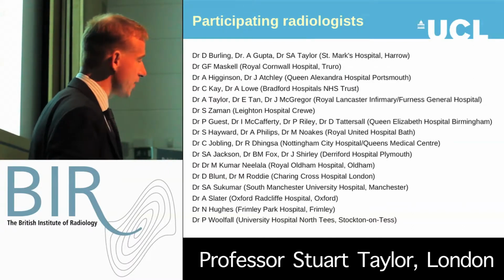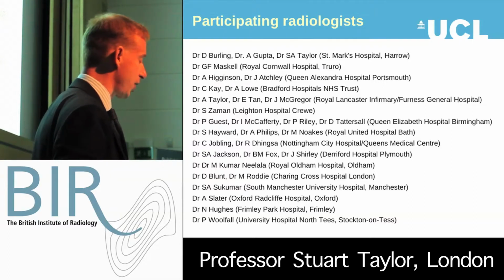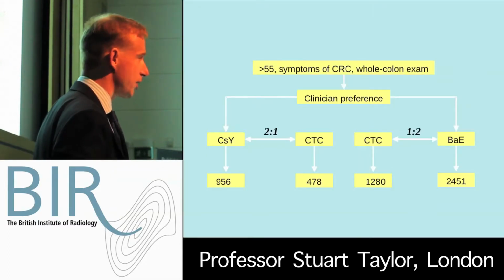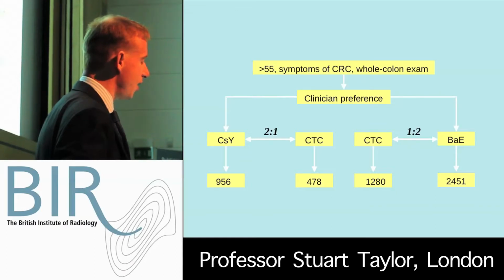What it was: patients with symptoms of possible colorectal cancer went to their gastroenterologist or surgeon in outpatients. They were seen. If the clinician would normally request a barium enema, they would be randomised between barium enema and CT colonography. If the clinician would normally request a colonoscopy, they would be randomised between that and CT. So really, it's two parallel trials: one comparing CT with colonoscopy and one comparing barium enema with CTC.